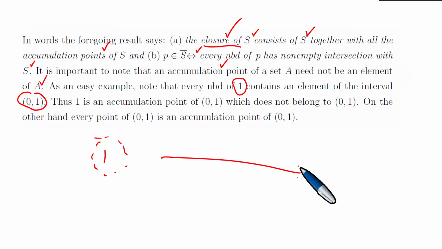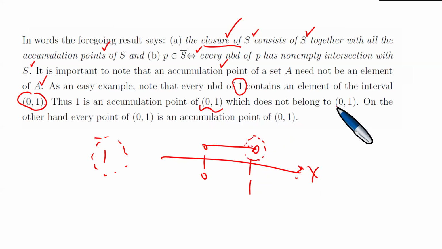If you look at the interval (0, 1), every neighborhood of 1 will contain an element of this interval. Thus, 1 is an accumulation point of (0, 1), yet 1 does not belong to (0, 1), because the endpoint is an open circle.